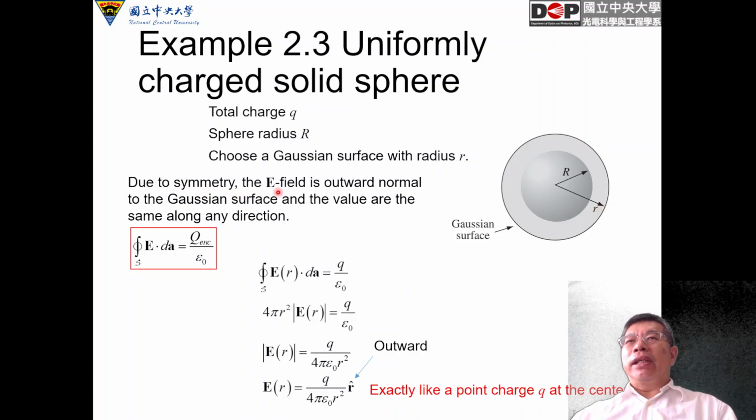Due to the symmetry, the electric field points outward, normal to the Gaussian surface, and the value is the same along any direction.